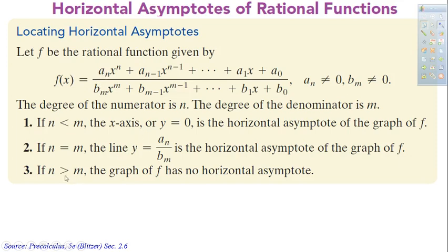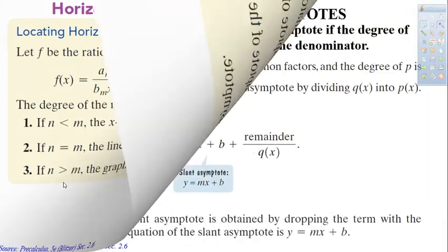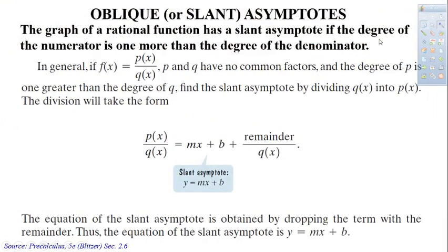If the degree of the numerator is bigger than the degree of the denominator, then there is no horizontal asymptote. Please note that if there is a horizontal asymptote, then there will not be an oblique or slant asymptote. However, if there is no horizontal asymptote, you might want to check for an oblique asymptote. So how do you check? Well, the graph of a rational function has a slant or oblique asymptote if the degree of the numerator is 1 more than the degree of the denominator.